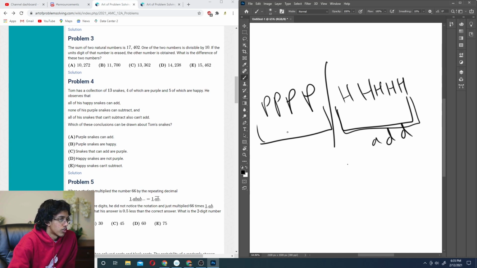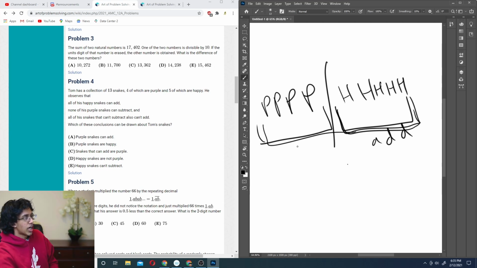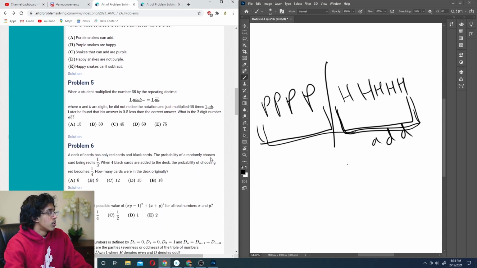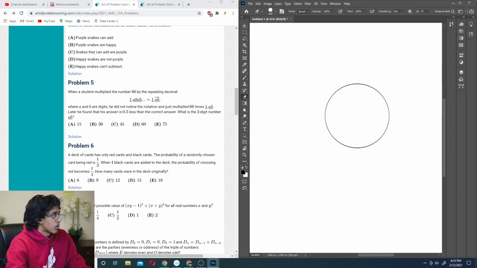Because we found that all the happy guys can add, but we know for a fact that the purple guys can't add, so it should just be D. Very nice. And happy snakes can't subtract. We don't know that, okay? We cannot make any assumption about happy snakes. Maybe they're just too happy that they can't subtract. Who knows? Okay, so the answer is D. Very cool. Problem number 5.